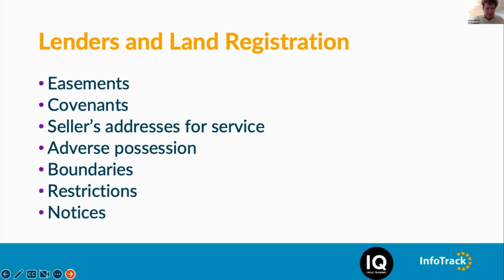So we need to be careful. Next thing I want to talk about are lenders and land registration. And there's a number of points here. First of all, it is essential that in order to comply with lender instructions, we check that there are appropriate easements sufficient to enable the borrower client's objects with regard to acquisition.